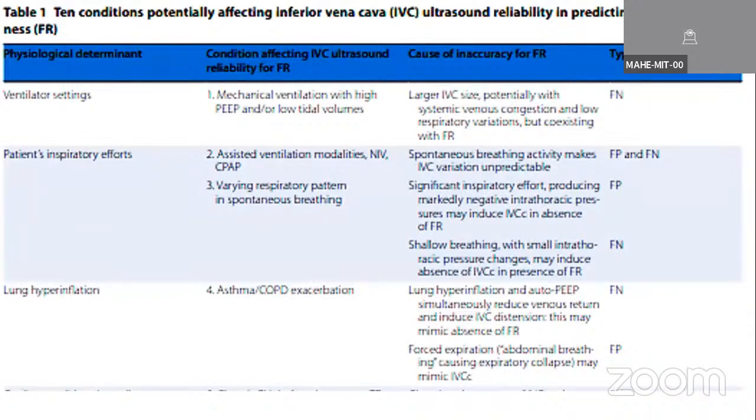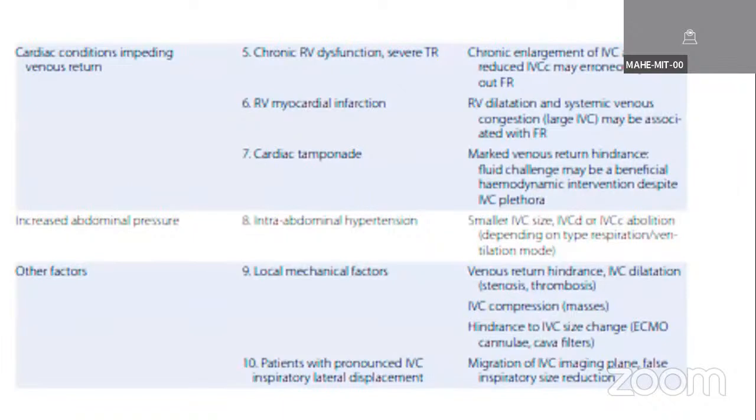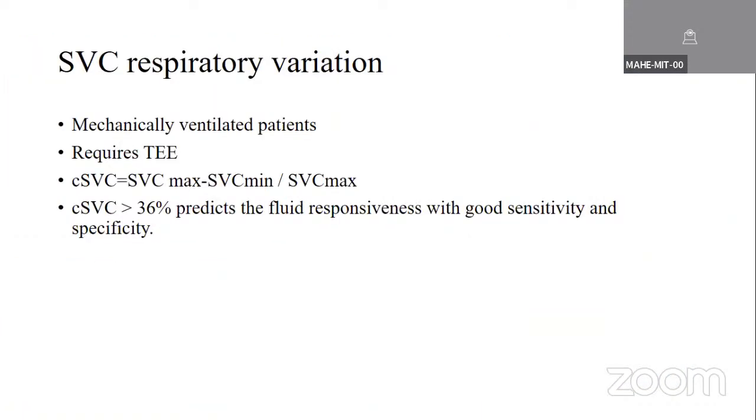There are many confounding factors which can cause inaccuracy of fluid responsiveness, like high PEEP or low tidal volume, patients having increased respiratory efforts, a high respiratory rate, or in distress; you can't use this. In patients who have lung hyperinflation due to COPD, or cardiac tamponade or tension pneumothorax, values can be wrong, or in patients with pneumoperitoneum, the values will be wrong.